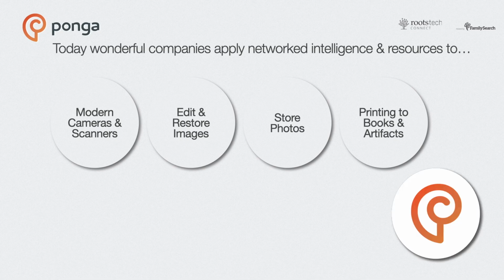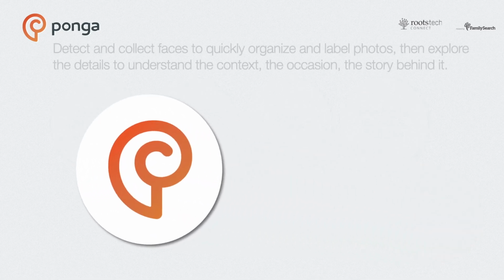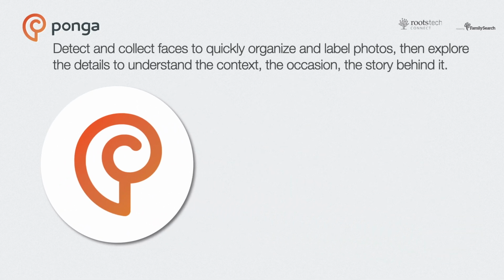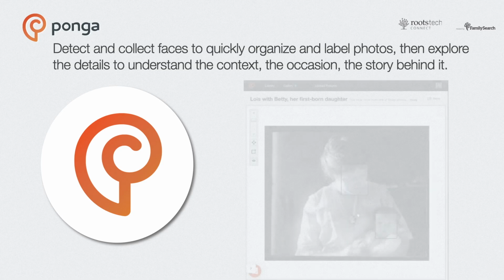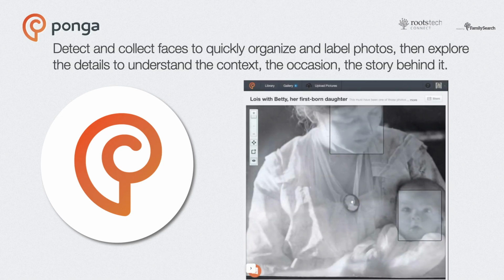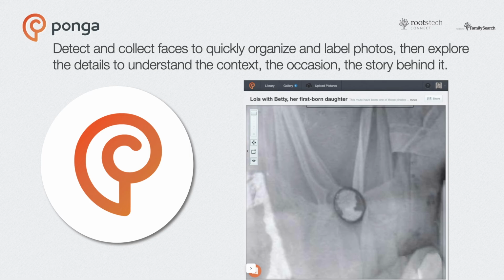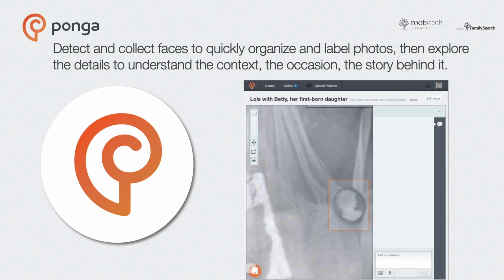This is digital storytelling. We started by using AI to detect and collect faces so we could quickly organize them into neat albums and label people in every photo. When you know who was there at the moment a photograph was taken, you can explore the details to understand the context, the occasion, and the story behind it.